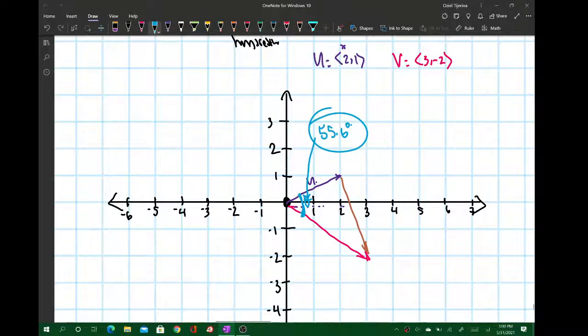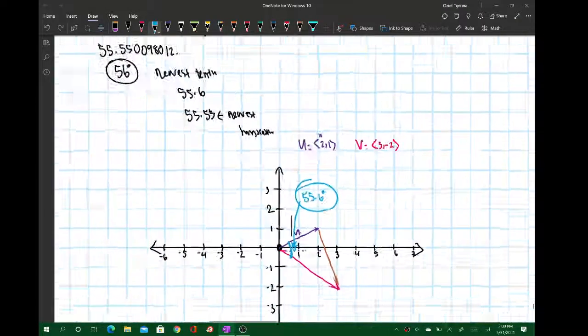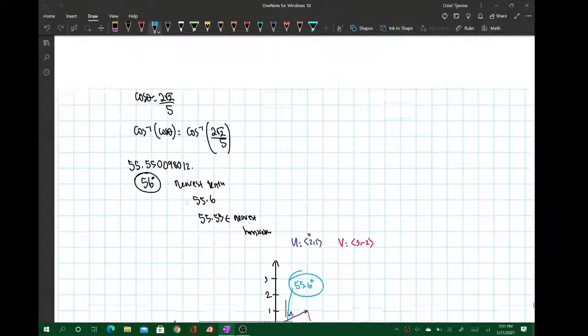So yeah. Anyways, with that being said, guys, I hope you found this video helpful. I know that it was kind of long, but I really wanted to explain the graphical representation of this, as well as how to find the angle between two vectors.